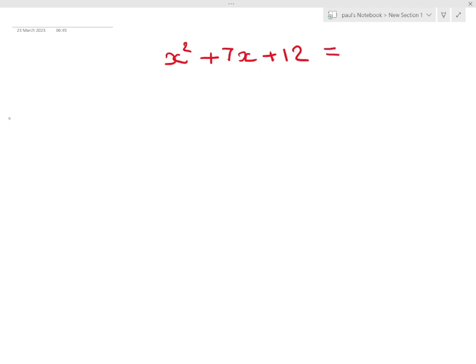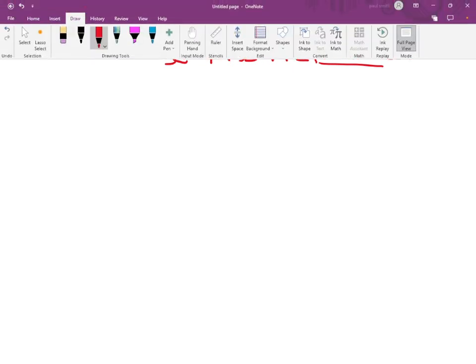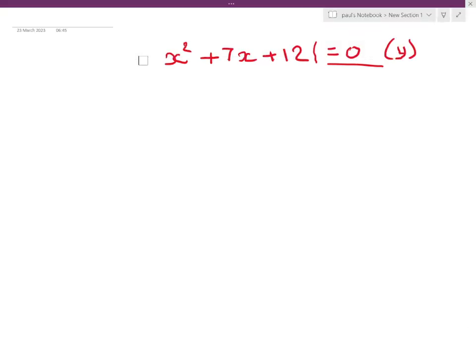We can put equals 0 at the end. And this is really what y is over there. But for the moment, we'll just ignore this 0 bit, because that comes into play when we're solving for x. So first of all, what we do with this is we have to put them back into brackets.